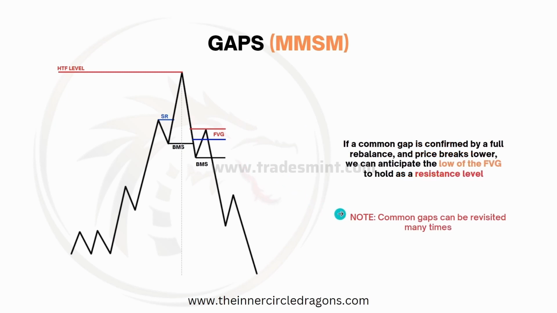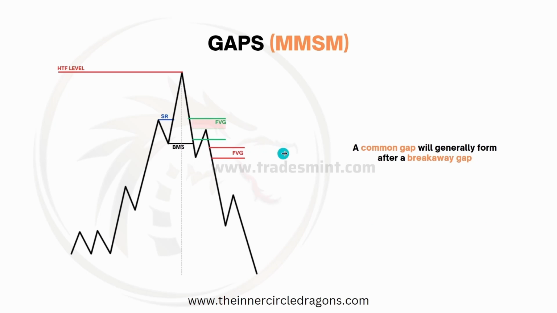Again, as mentioned before, common gaps can be revisited many times. If a common gap is in fact confirmed with a full rebalance, when price finds resistance on its premium high and moves away from this level, we can expect the discount end of the fair value gap to hold as resistance if price should revisit this area.